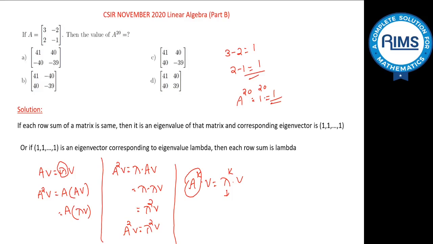So we can eliminate some options by verification and elimination. Consider the first option, option A. The first row sum is 41 plus 40, which is equal to 81 and not equal to 1. Therefore we can eliminate option A. Similarly option C, 40 plus 41, which is also 81, so we can eliminate this option also. And here 41 plus 40, 81, we can eliminate this option also. And here 41 minus 40, which is equal to 1, 40 minus 39, which is equal to 1. Here each row sum is 1, therefore only one option is correct, that is option B.